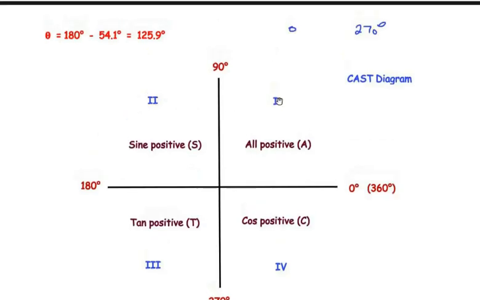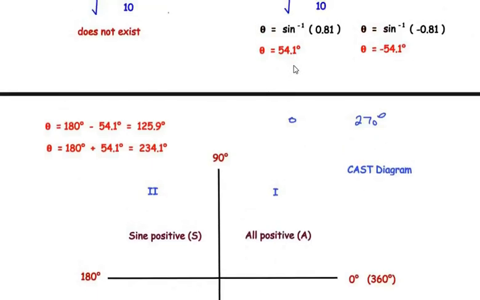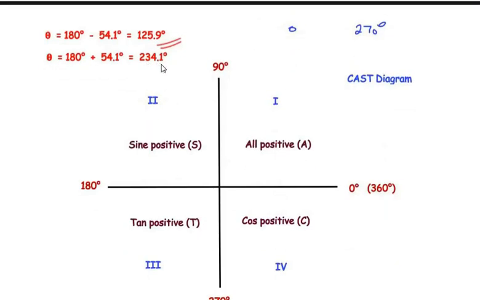And for that we have to just add 54.1 to 180 degrees. That will give us a value which will lie between 180 degrees and 270 degrees. So here we have written theta equals 180 plus 54.1, which is equal to 234.1 degrees. So this value where the sine is negative lies in the third quadrant. So these are the three values of theta: 54.1 degrees, which is in the first quadrant, 125.9 degrees, which is in the second quadrant, and 234.1 degrees, which is in the third quadrant. So this is our answer.